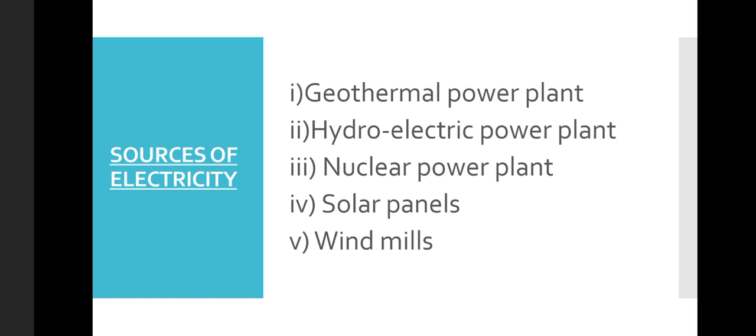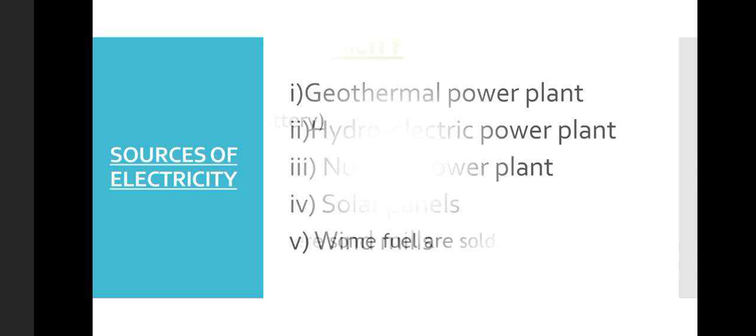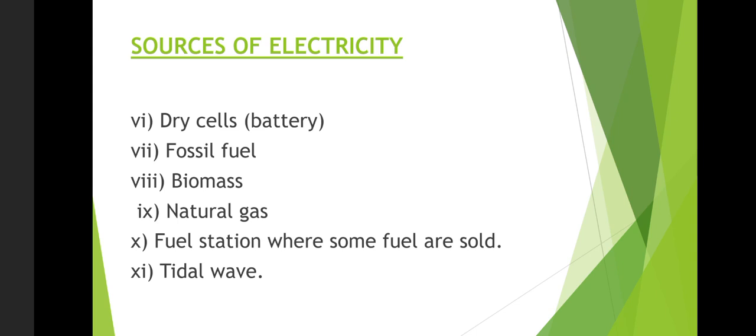number 4, solar panels; number 5, windmills; number 6, dry cells or battery; number 7, we have fossil fuel; number 8, we have biomass; number 9, we have natural gas; number 10, we have fuel station, where we normally have some fuel that is sold there, like petrol and diesel; and finally, number 11, we have a source that we are calling tidal wave.